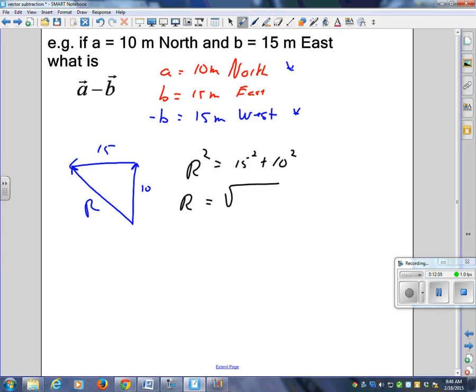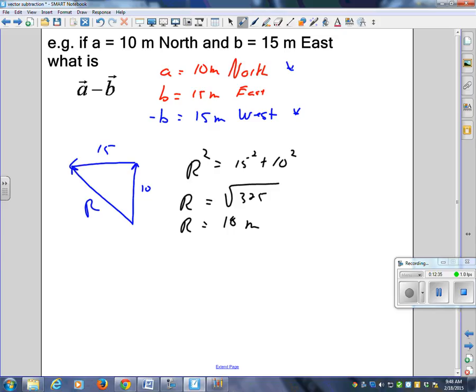Hey, it's opposite over adjacent. So it's 15 over 10. Yeah? Okay. Did you guys get 18? 18 meters? Did you get 18 meters? Did you do it?